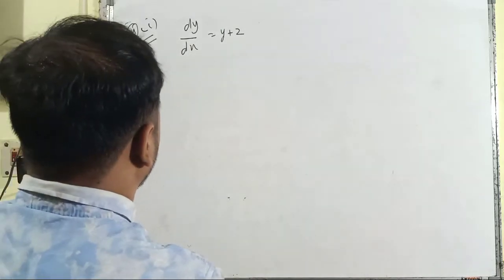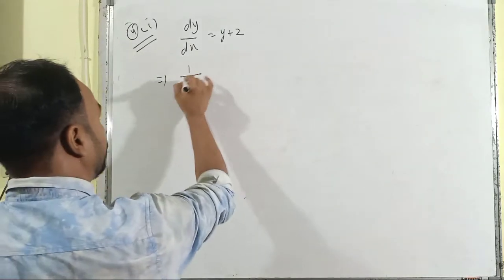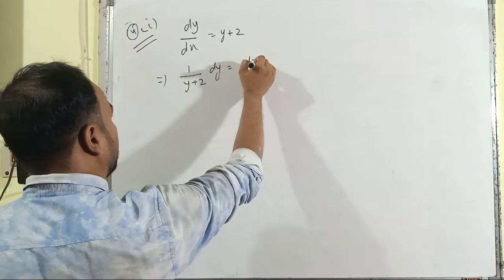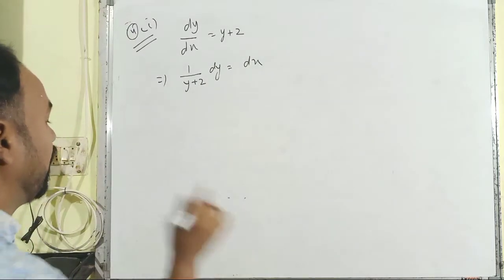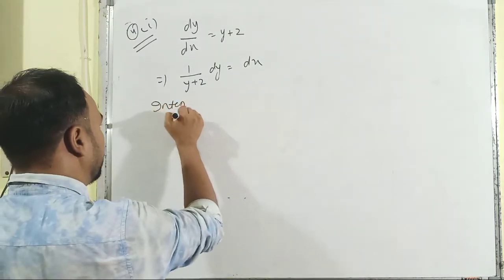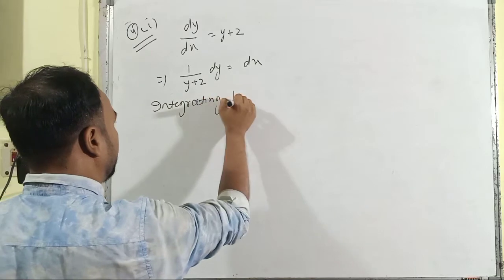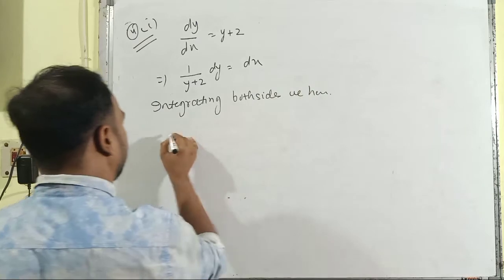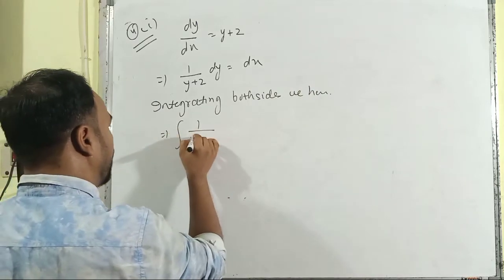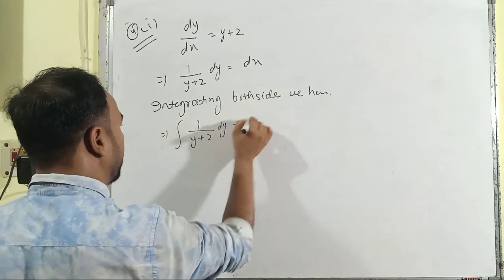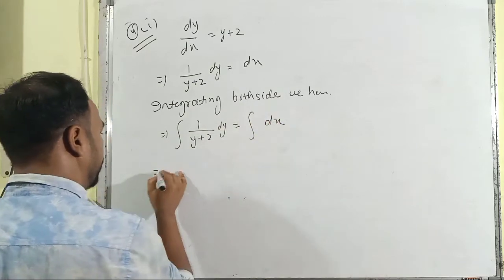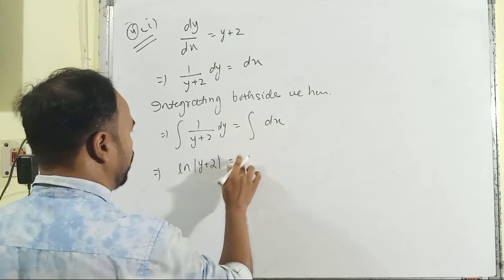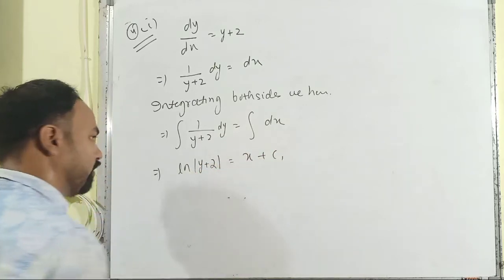According to our procedure, first of all we have to shift the term y plus 2 towards the left hand side and dx towards the right hand side, and then integrate both sides. We have the integral of 1 upon y plus 2 with respect to y is equal to the integral of dx, and this is ln modulus of y plus 2 is equal to x plus c1.